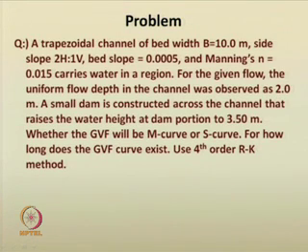The problem I am just going to dictate here, it is given on the screen. A trapezoidal channel of bed width B equal to 10 meter, side slope 2 horizontal to 1 vertical, bed slope 0.0005 and Manning's roughness coefficient 0.015 carries water in a region. For the given flow, the uniform flow depth in the channel was observed as 2 meters. A small dam is constructed across the channel that raises the water height at the dam portion to 3.5 meter. Whether the gradually varied flow profile will be an M curve or S curve.